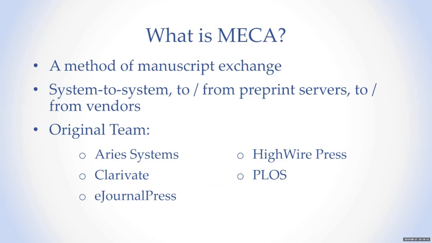So we're going to talk about what is MECA. It's a method to define how a paper can be exchanged between systems. It's for system to system, it's to and from preprint servers, to and from vendors. The original team was comprised of Aries Systems, and I've had the good fortune to be involved in that original project, so I've been looking at this for a couple of years. Clarivate was involved, eJournalPress, as I mentioned, HighWire Press, and PLOS.